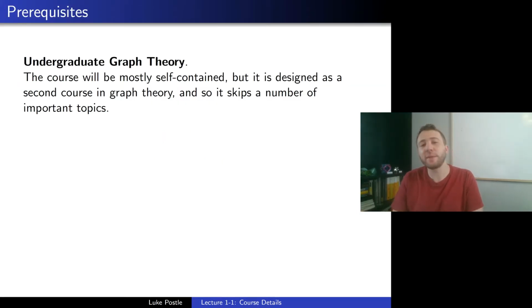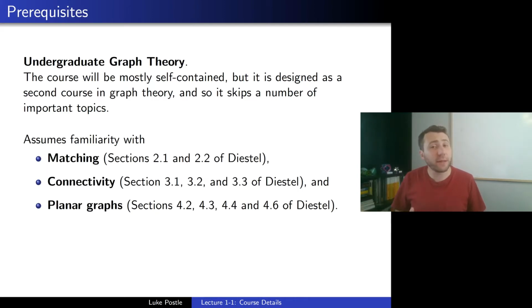First, I wanted to talk about the prerequisites for this class. The main prerequisite is that you have taken a class in undergraduate graph theory. The course will be mostly self-contained, but it is designed as a second course in graph theory, so it skips a number of important topics that are central to graph theory. In particular, we're going to be assuming familiarity with matchings, connectivity, and planar graphs.